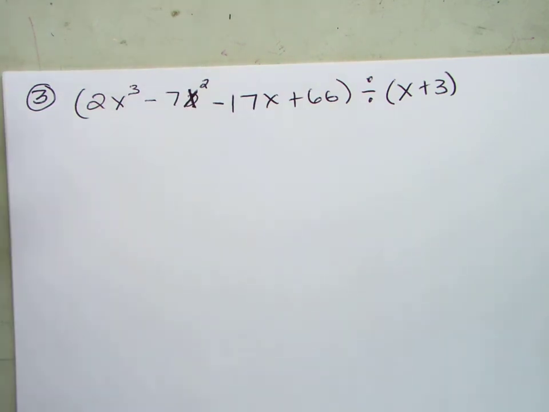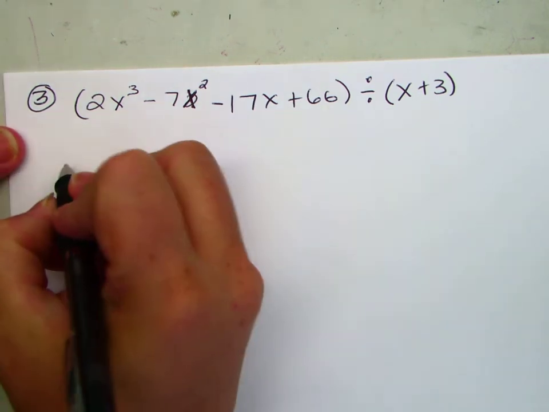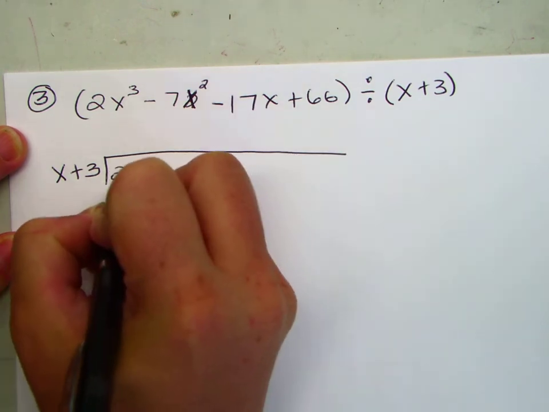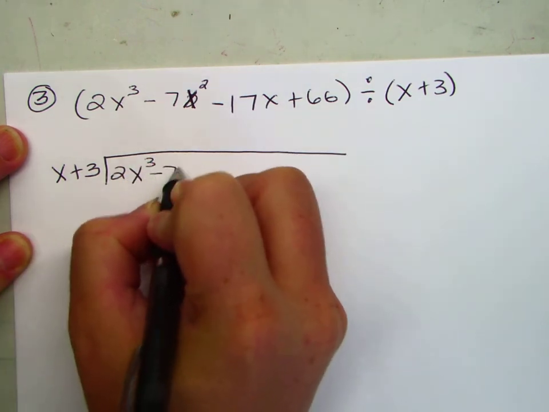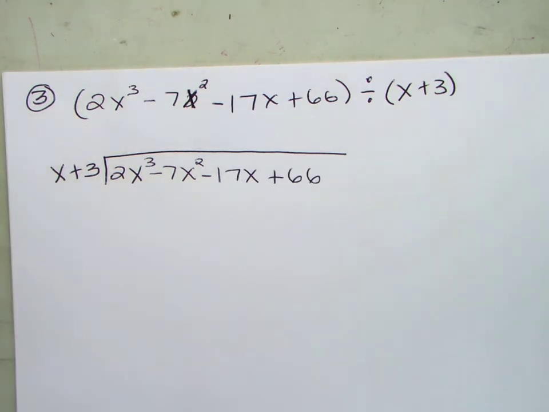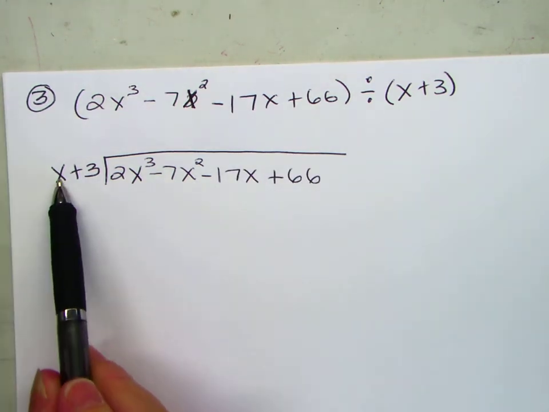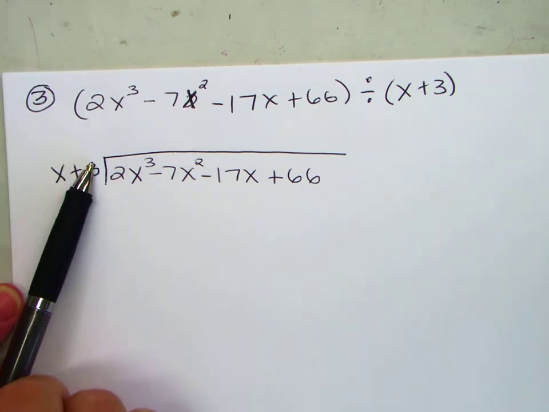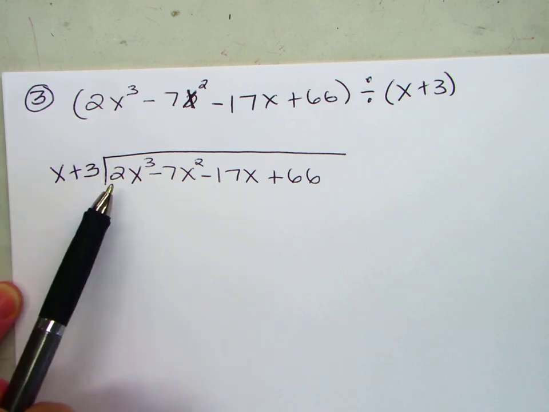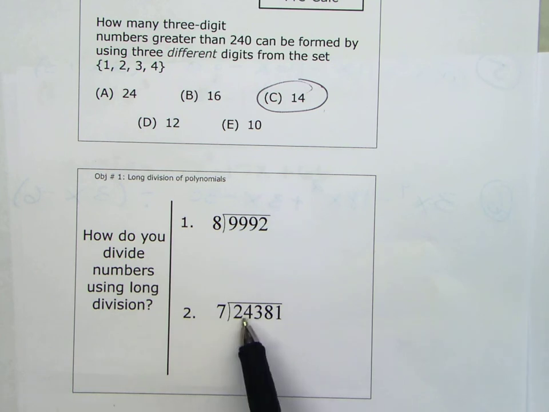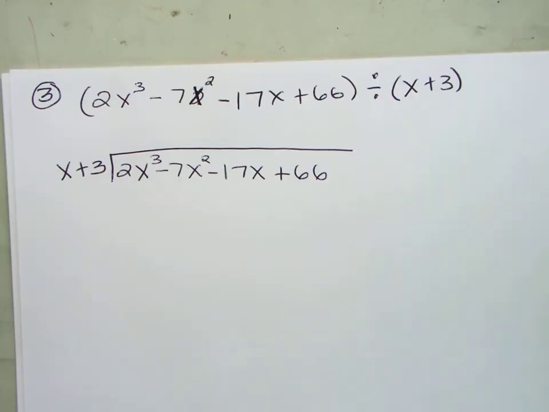All right, so this is what it's going to look like when I give it to you. We're going to write it like we did with the numbers. So the x plus 3 on the outside and the polynomial on the inside. So when we're trying to figure out how many times this binomial goes into the polynomial, you're going to ignore the 3 until you multiply. We're going to just focus on the highest power. Just like here, we focused on 7 and 24, 8 and 9. Okay?